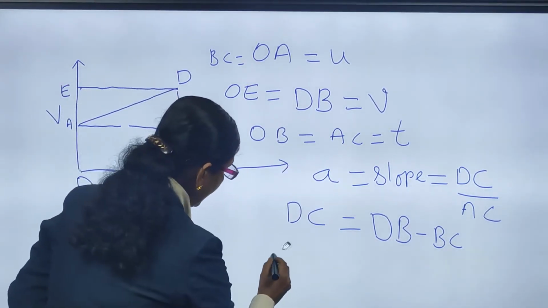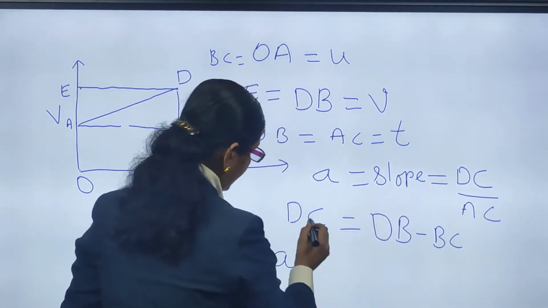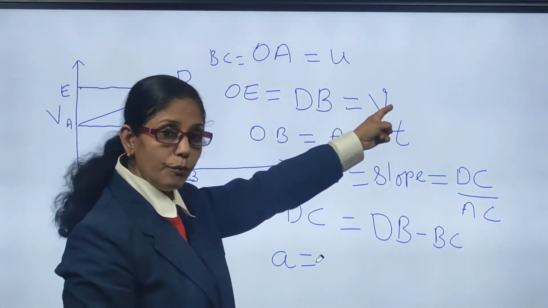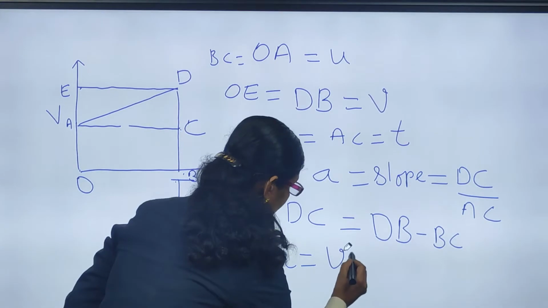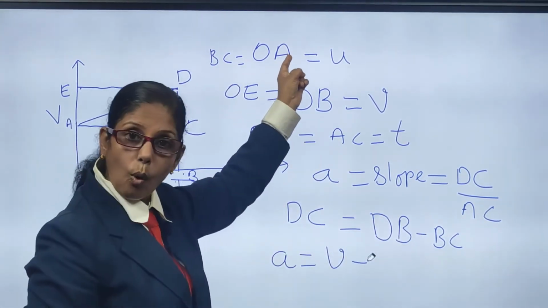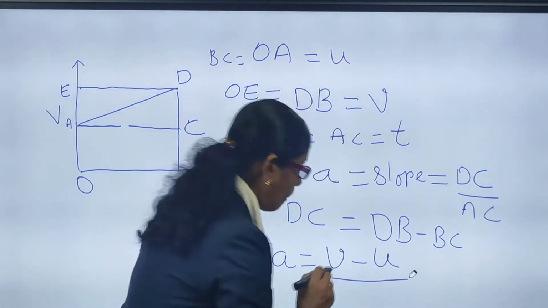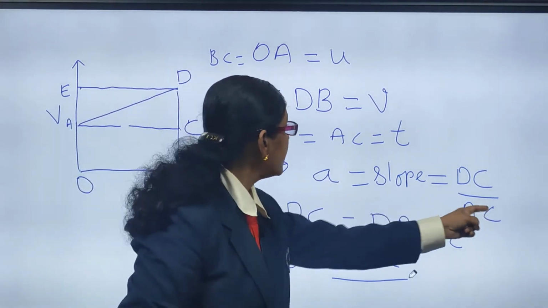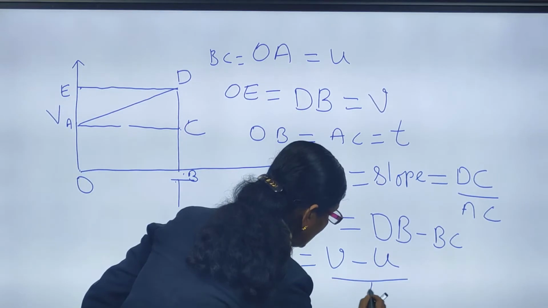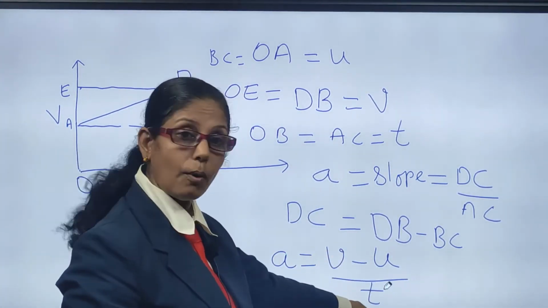So, slope A is equal to DC upon AC. DC is equal to DB minus BC. How much is DB? V. Minus, how much is BC? BC is the same as OA is equal to U. Upon, then AC. How much is AC? AC is T. So, we got the equation A is equal to V minus U upon T.